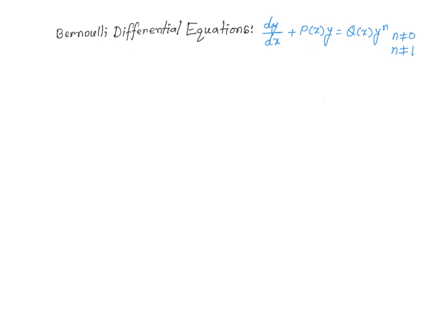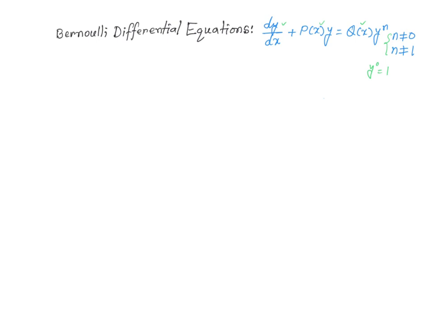In this video, I am going to talk about Bernoulli differential equations. Bernoulli differential equations are of this format: dy over dx plus p of x times y is equal to q of x times y to the power n, with special attention that n cannot be 0 or 1. If n is 0, it's y to the power 0, which is 1.